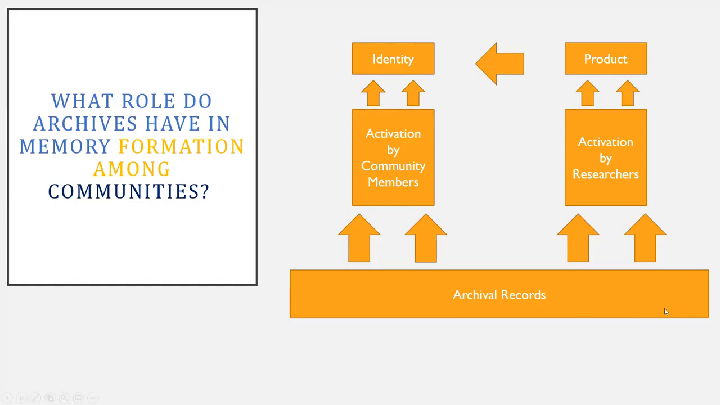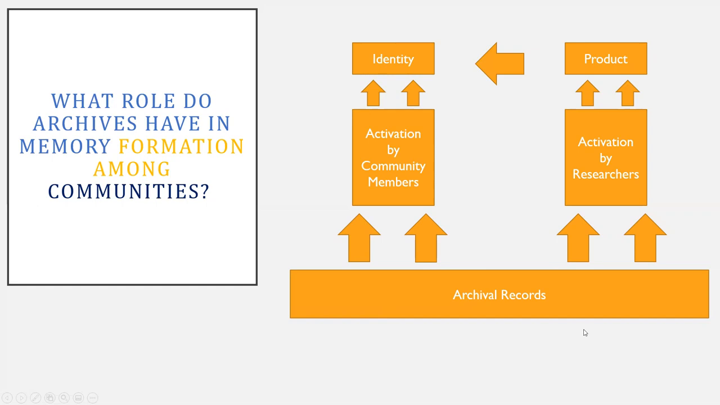We also have a situation where records might be accessed by researchers who are outside of the community, and they might develop some kind of product based on this activation and based on this research. So this might be a documentary, it might be a book, and so on. And this can also contribute positively or negatively to the identity formation of community members as well. So if it is a product that does accurately and complexly portray a community, then it can have a positive role in framing and supporting the identity of community members. If it is a product that isn't nuanced, that doesn't necessarily portray a community in an accurate or positive light, then it can have a negative effect on the identity and sense of belonging of a community.